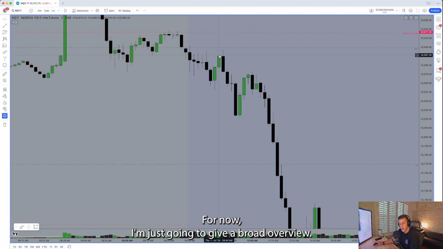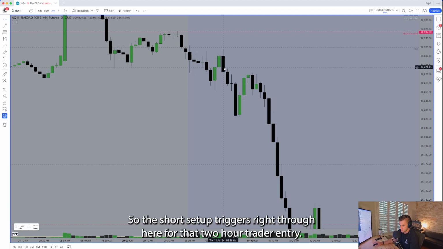For now, I'm just going to give a broad overview. So the short setup triggers right through here for that 2-hour trader entry.